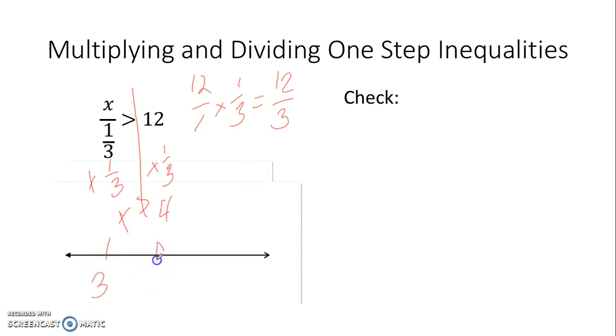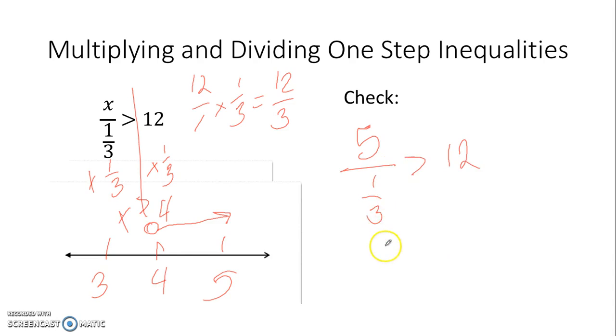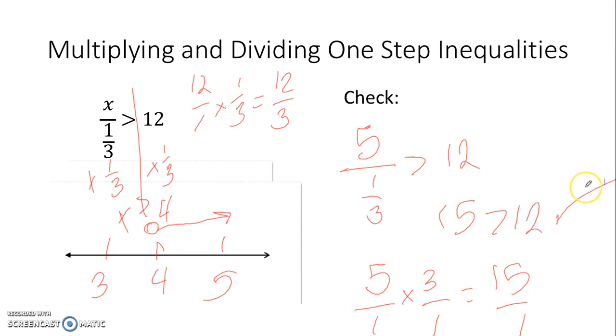So we have 3, 4, and 5. Open dot because it's a greater than symbol. x is greater than 4, so greater than goes to the right. So check your work. You pick anything that's greater than 4, so let's just do 5. 5 divided by 1/3 is greater than 12. To undo that, you do keep, change, opposite, and then we have 15 over 1. So 15 is indeed greater than 12.